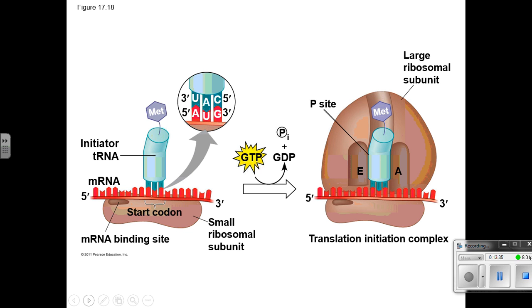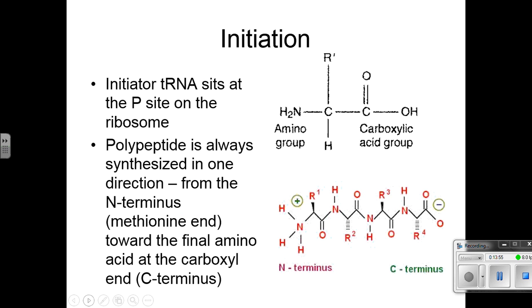So here it's showing you that this is your codon and your anticodon. Got your amino acid here, and this is the start codon. It will start when it hits that AUG sequence. The initiator tRNA sits at the P site on the ribosome.